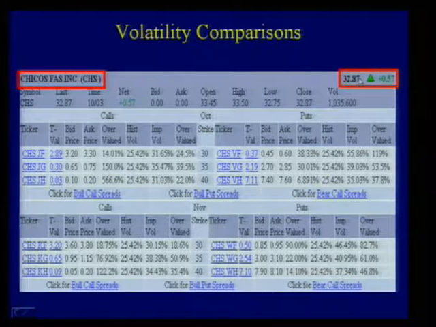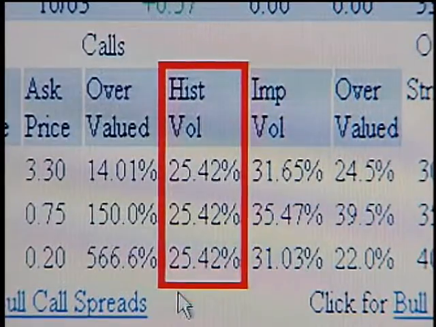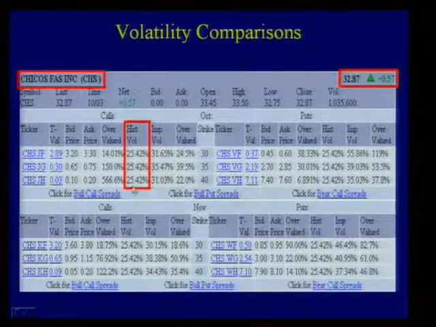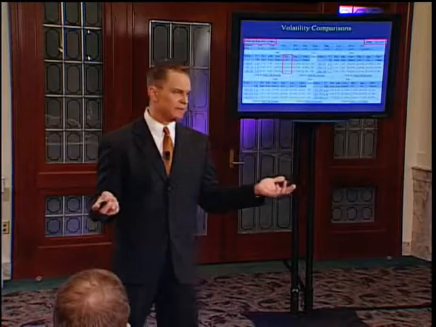First of all, let's go right over here to see the stock. The stock is 32.87, okay? We'll go over here to the historical volatility. A baseline, the average volatility, you'll see it's 25.42, even down here in the next month, 25.42. So on average, Chico's Fashions has a historical volatility of, let's just use 25%. That's fine, okay? That's our baseline, that's our average. Look to the past, that's what it usually does.